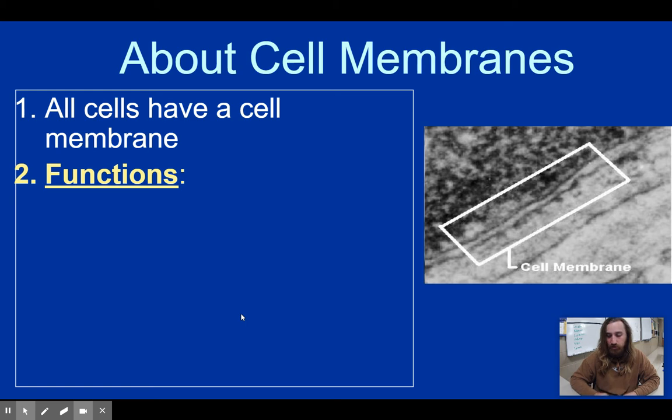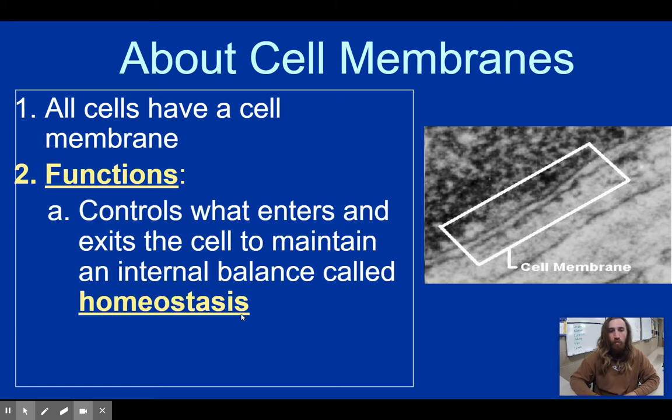Now, they do have some functions. One of their functions, it controls what enters and exits the cell to maintain an internal balance called homeostasis. So if you guys remember the term homeostasis, hopefully you do from the 8 characteristics of life, it means that we're trying to maintain a stable internal environment.